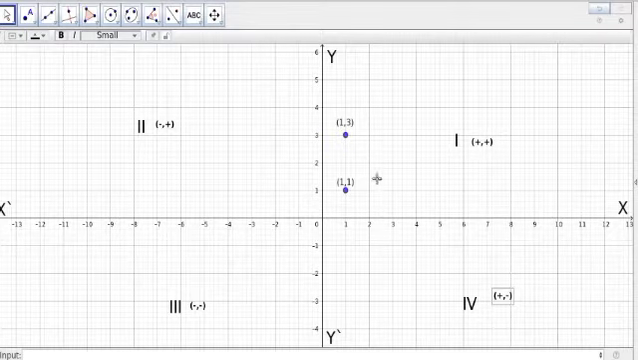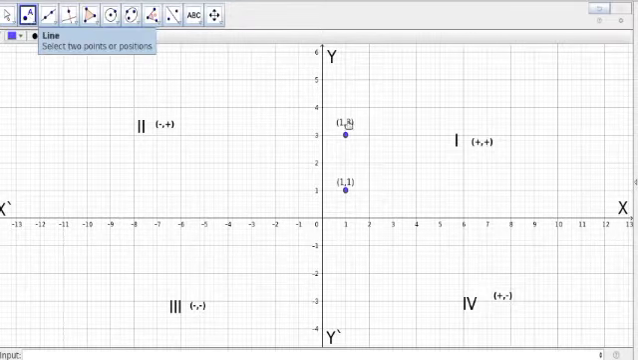Now we are going to plot more points on this plane. What are the coordinates of this point? See, if we draw two mutually perpendicular lines through this point, the line touches the x-axis at 3 and the y-axis at 4.